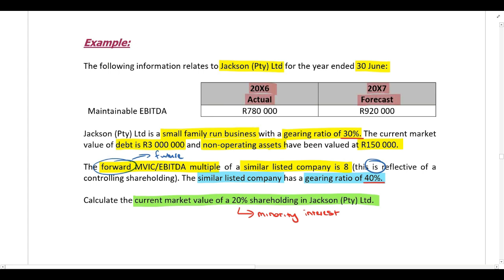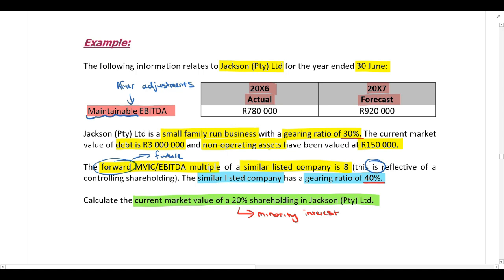However, we don't have to make any adjustments because we've been told that this is already my maintainable earnings before interest, tax, depreciation, and amortization. So this is after adjustments. How do I know it's after adjustments? Because of this word maintainable.